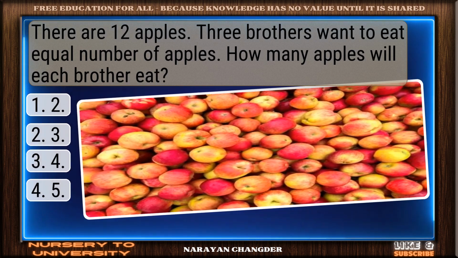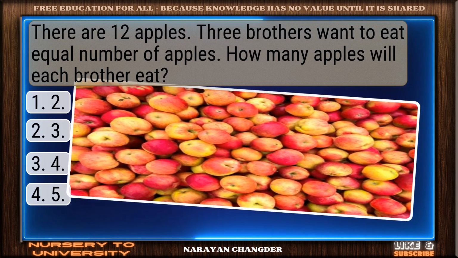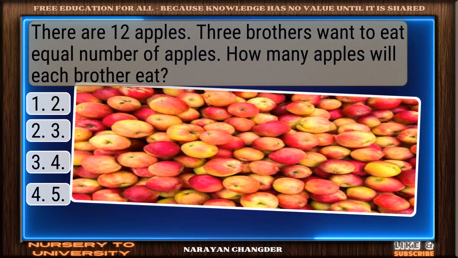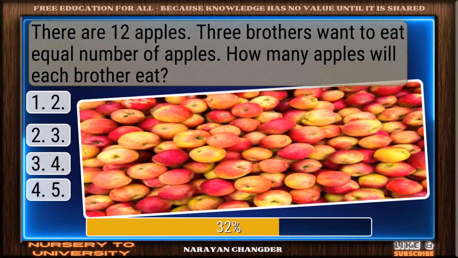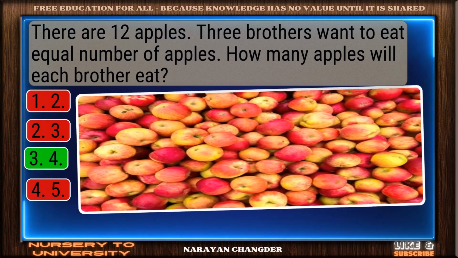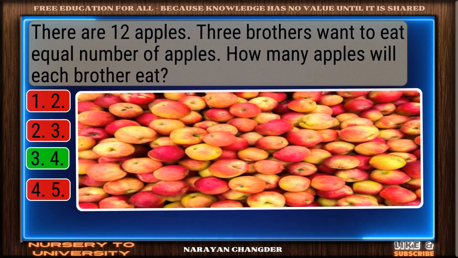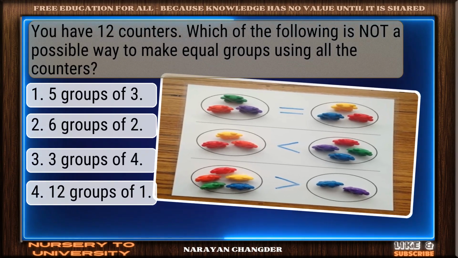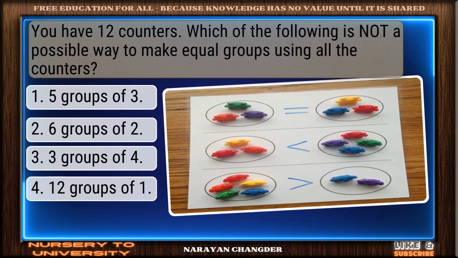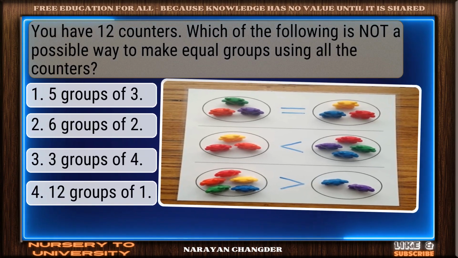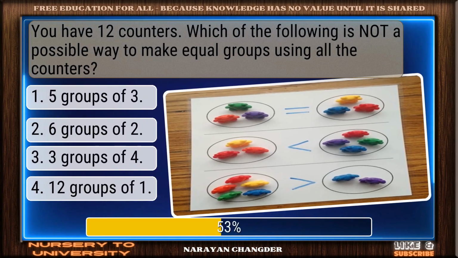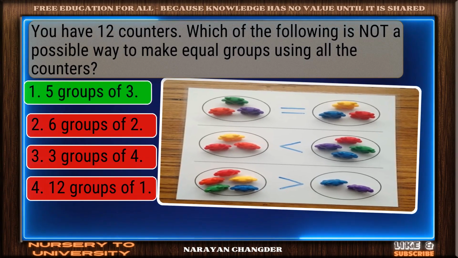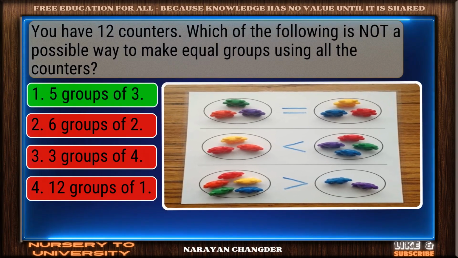There are 12 apples. 3 brothers want to eat an equal number of apples. How many apples will each brother eat? Right choice. 4 is the best answer. You have 12 counters. Which of the following is not a possible way to make equal groups using all the counters? Nice selection. 5 groups of 3 is the correct and valid answer.